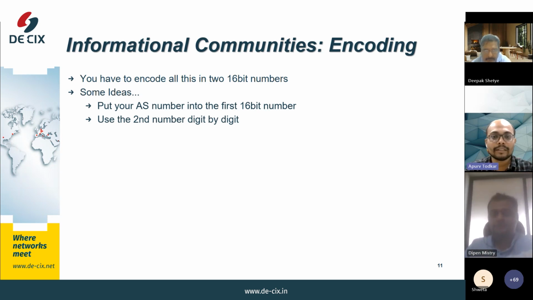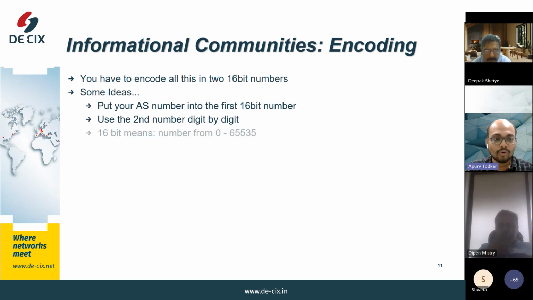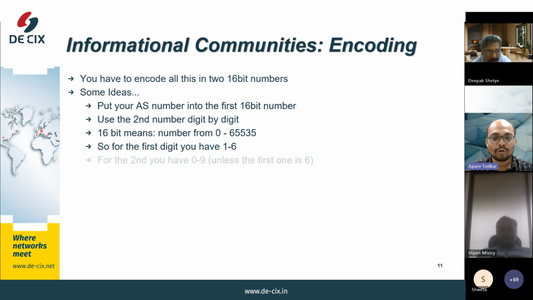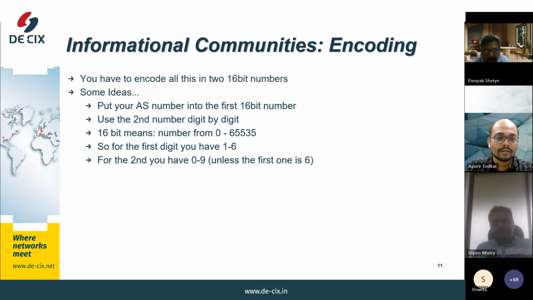So a BGP community is a 32-bit number, which is split into two 16-bit numbers. One common method is to use the first 16 bits for your autonomous system, the ASN. For the second 16-bit part, you can encode additional information. Think of it like this: each 16-bit number ranges from 0 to 65,535. So you can use the first 16 bits to represent an AS number and then use the rest of the 16 bits to encode some other details, like you can use digits or codes.